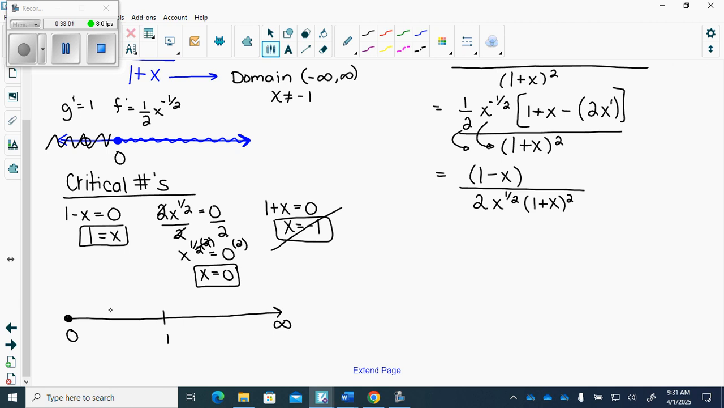So I can go 0.5. And I can go 2. And I can type it into my derivative. So I'm going to do this one over here. I'm going to go f prime of 0.5 just because it's going to take a bit more space. And I'm going to plug it into that. So I'm going to get 1 minus 0.5 over 2 and then 0.5 to the half, times 1 plus 0.5 squared.